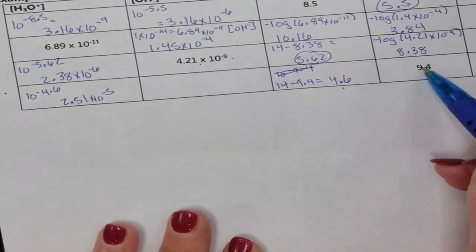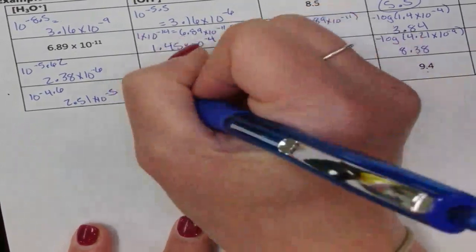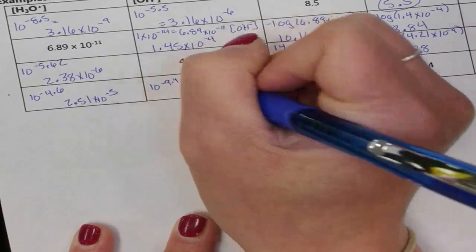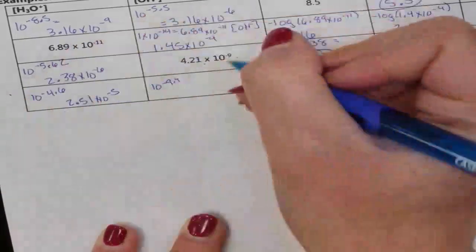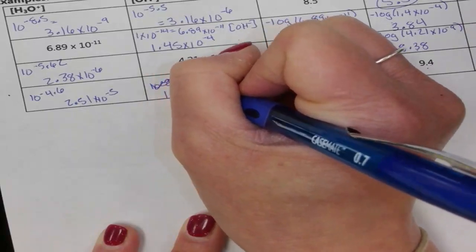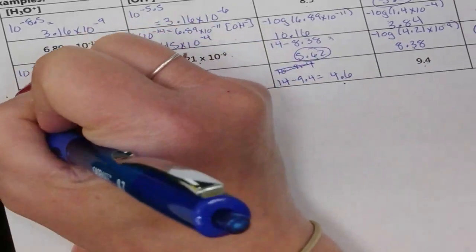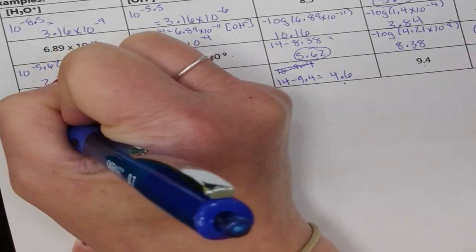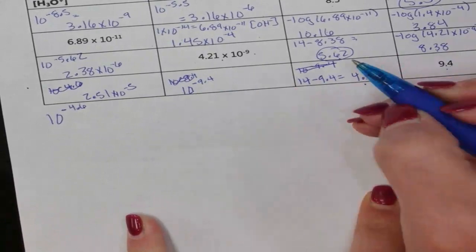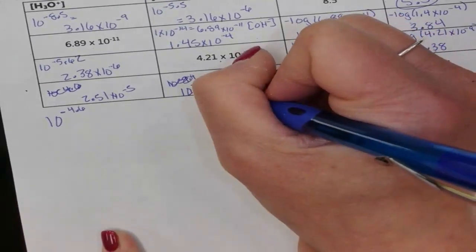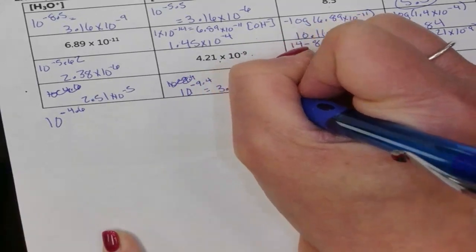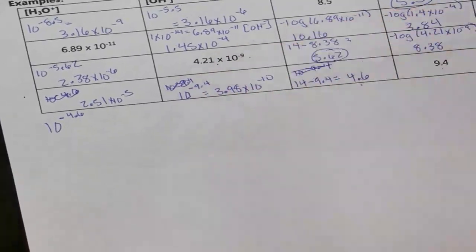And if I have my pOH of 9.4, I can do 10 to the negative 9.4 as well. Let me make this look more like what it's supposed to be, since I'm writing it like a minus and it's not. 10 to the negative 9.4. That is going to equal 3.98 times 10 to the negative 10.